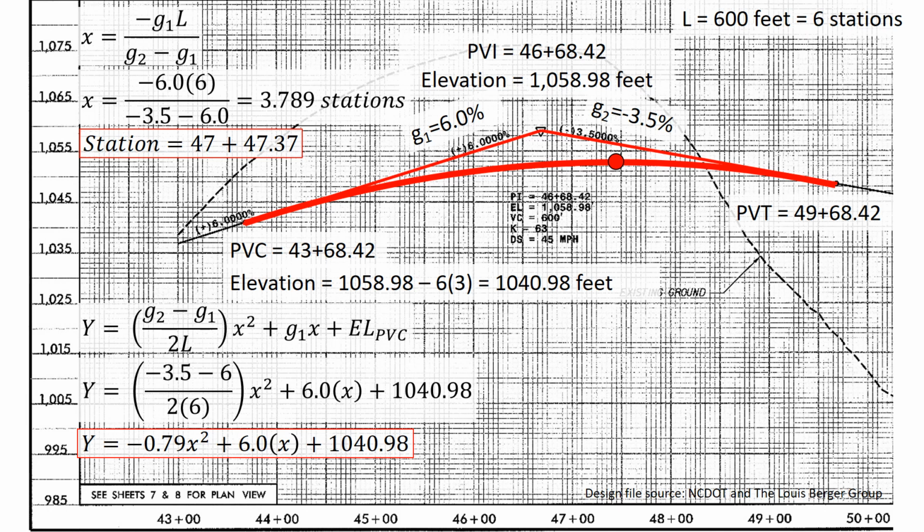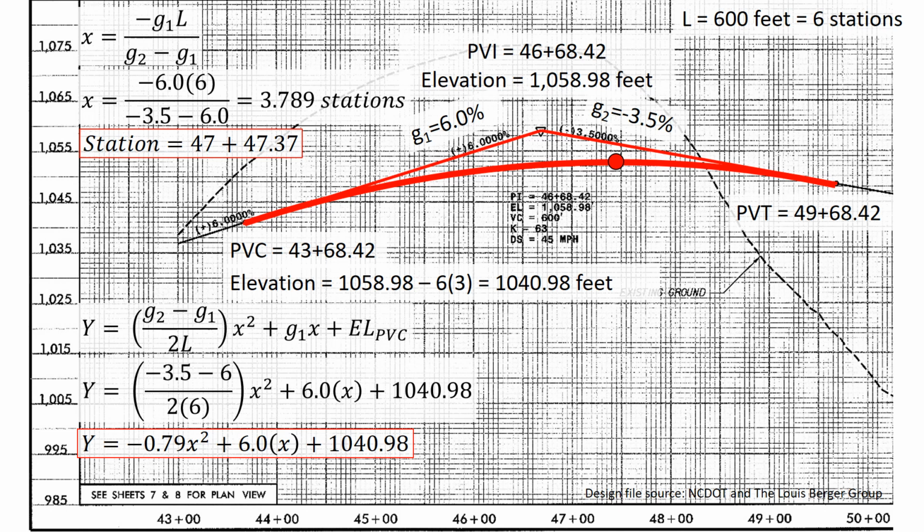Simplifying that a little further, our parabolic equation for this particular curve is y equals negative 0.79 times x squared plus 6 times x plus 1,040.98, where y is the elevation at any point on the curve, so it's got to be bounded by the PVC and the PVT, and x is the distance from the PVC, and it also needs to stay within the curve. So the minimum value for x is 0, and the maximum value for x is 6, because we're putting this in terms of stations. We need to make sure we use that correct nomenclature. So that was the second thing we were asked for, this parabolic equation.